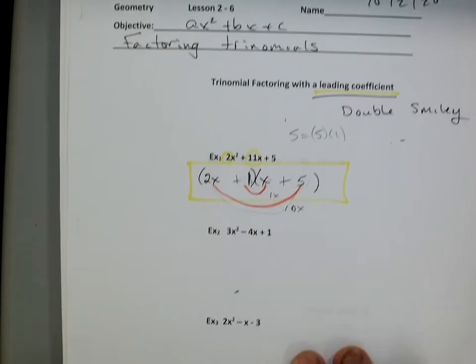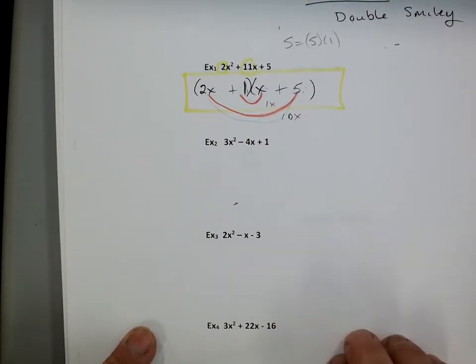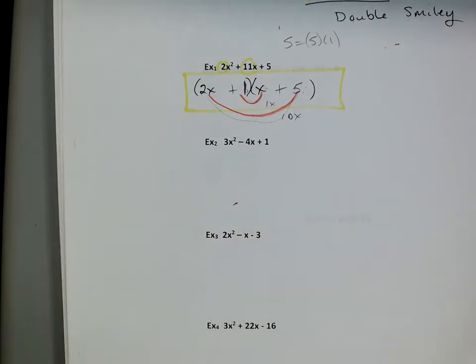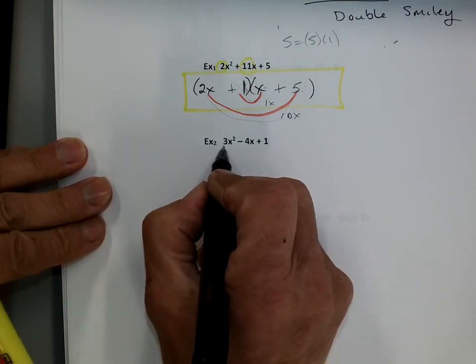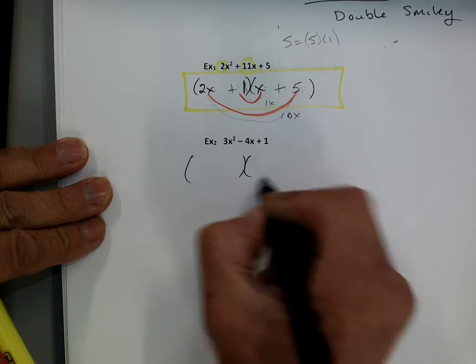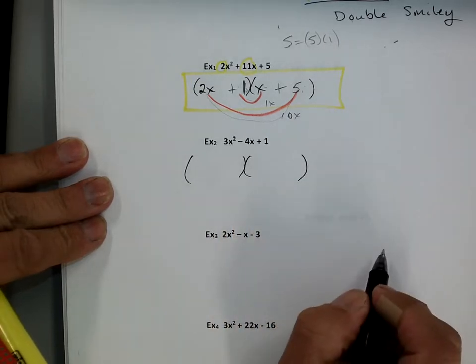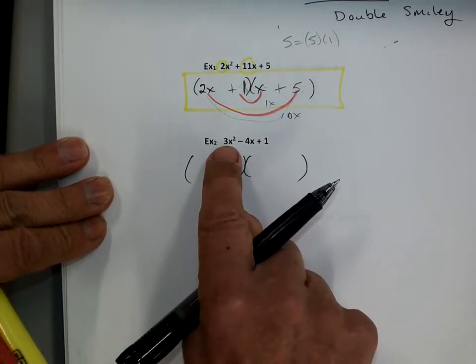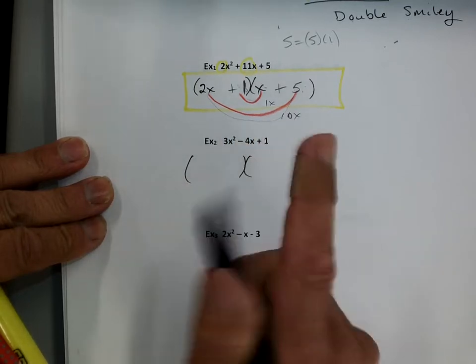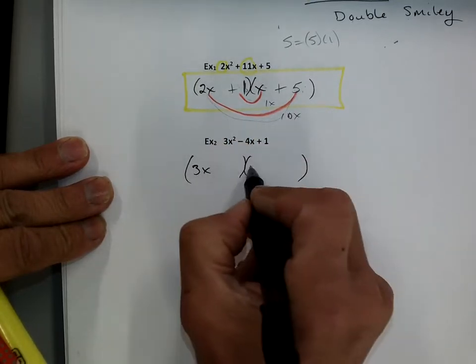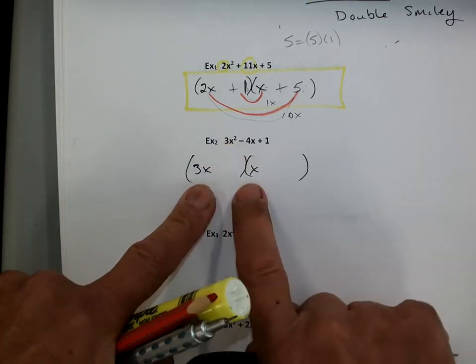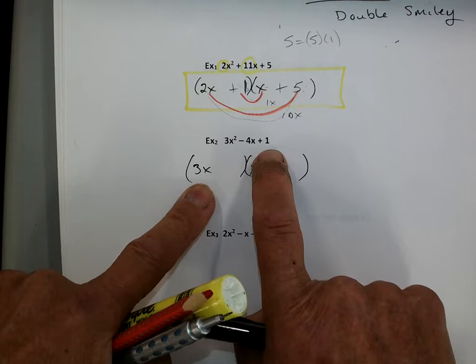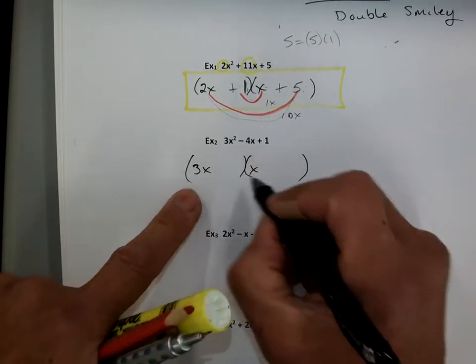So let's take a look at number 2, and of course these are the ones we did in class at Zoom, but that's okay, I want to do them again, just in case you didn't get it. So example 2, I have a leading coefficient. I have to, parentheses, parentheses, I'm going to put a 3x and an x, makes 3x squared. 3x times x makes my first term 3x squared, and the what times what makes a 1. Well, there's only one way to make a 1, and that's with a 1 and a 1.